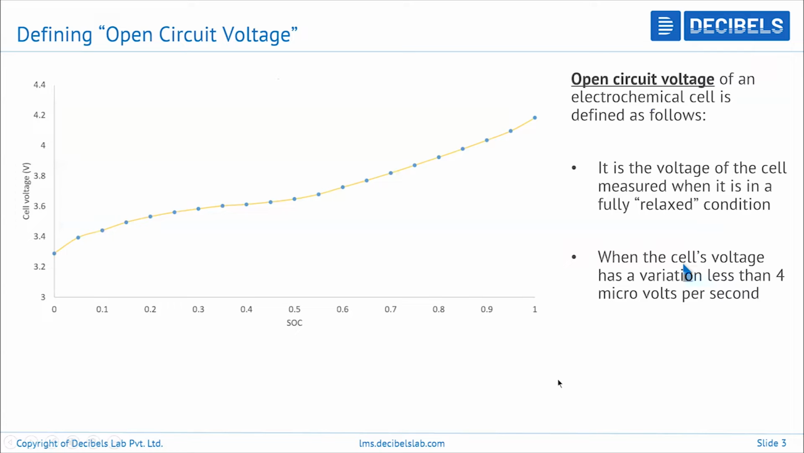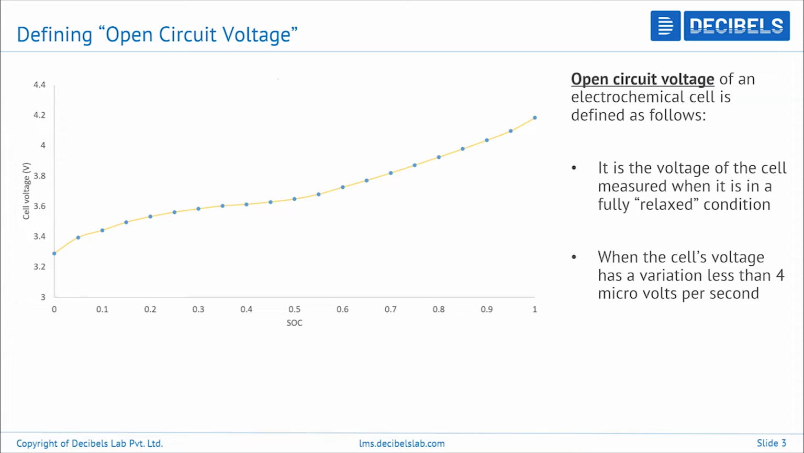So let's start with the definition of open circuit voltage. It is defined for any electrochemical cell as the voltage of the cell that is measured when it is in a fully relaxed, or you can also say fully rested, condition. When we say fully rested or fully relaxed, it means that the voltage being measured has very little variation, sometimes a number like 4 microvolts per second, or maybe 10 microvolts per second. It depends upon the application.